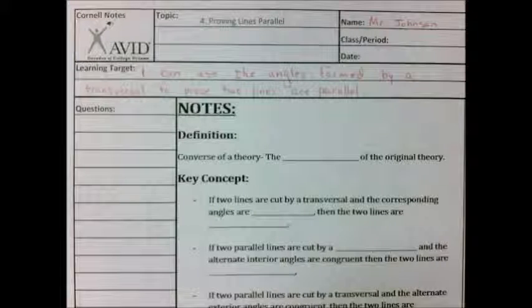All right, so we've got a new lesson now. We're talking about lines that are parallel, and we want to prove that those lines are parallel. Okay, and so your learning target is: I can use the angles formed by a transversal to prove two lines are parallel. All right, so what we're doing is we're kind of taking things backwards a little bit.